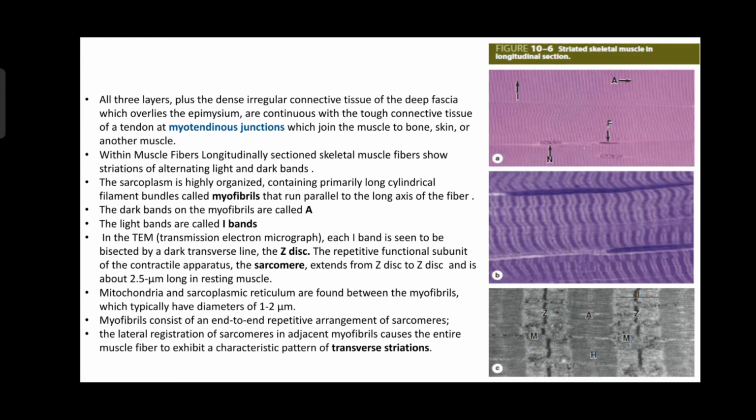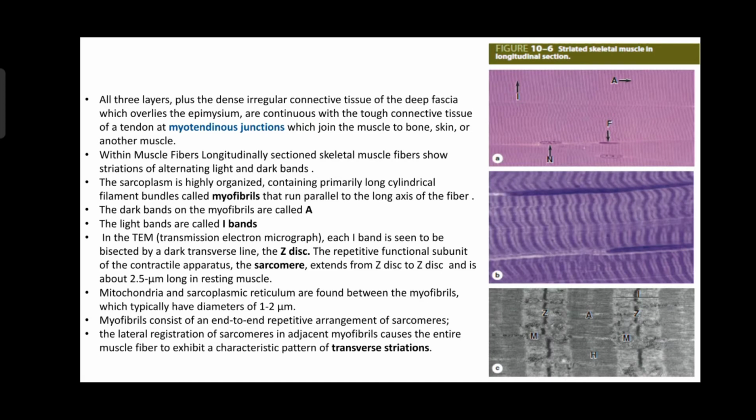The M line is the line present in the A band, where the actin filaments are not present. The A band contains both the actin and myosin filaments, but the portion of the A band that does not have the I band is called the H zone, and the middle of the A band is called the M line.